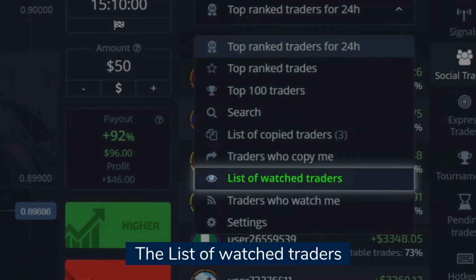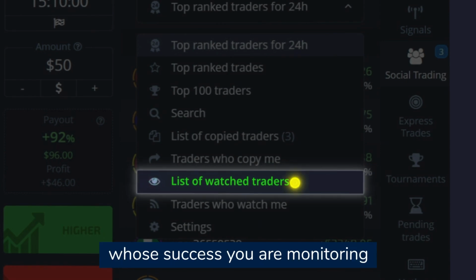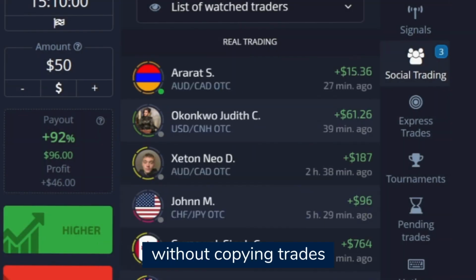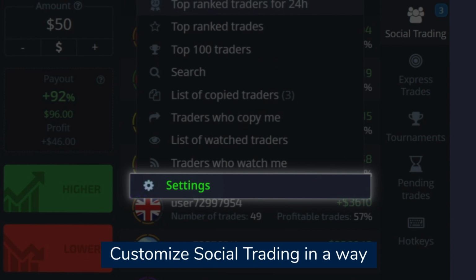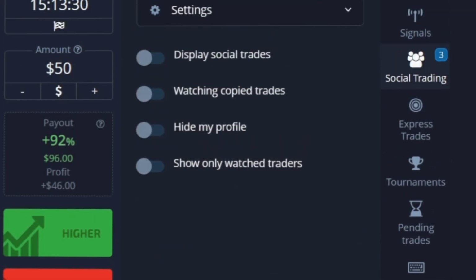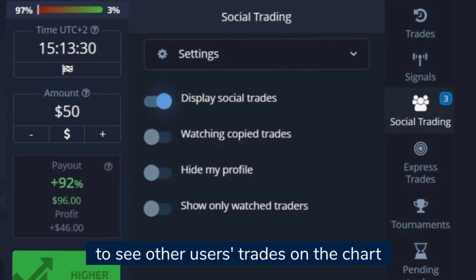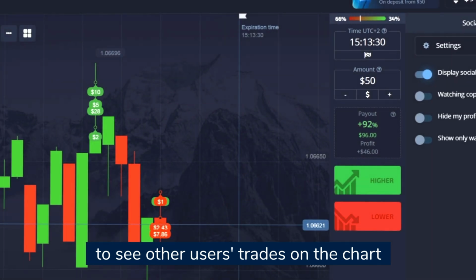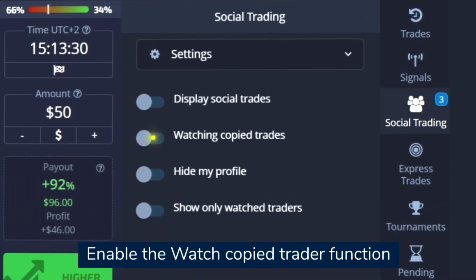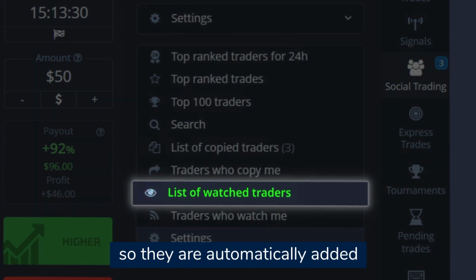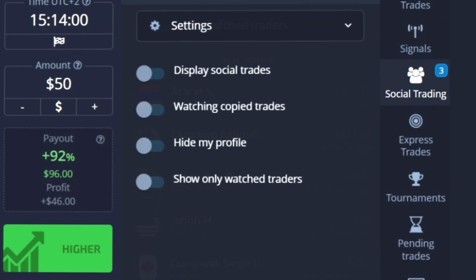The list of watched traders contains a list of traders whose success you are monitoring without copying trades. Customize social trading in a way that works for you. Enable the Display Social Trades function to see other users' trades on the chart. Enable the Watch Copied Trader function so they are automatically added to your watch list.